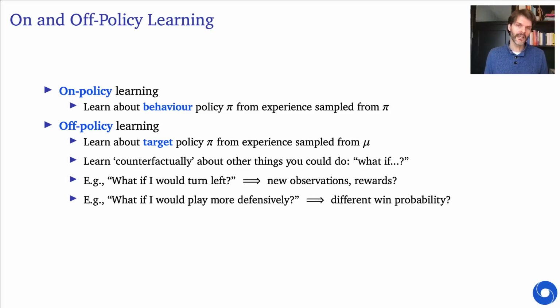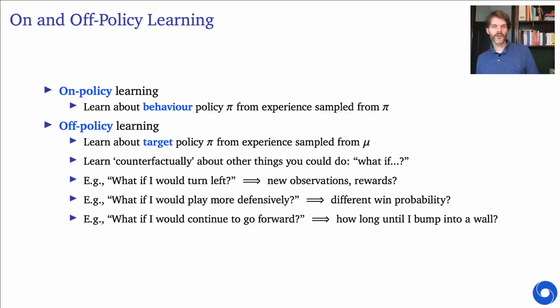Or when we're playing a game, we could ask, what if I would have played more defensively? Would this change my win probability? Or we could ask, what if I would continue to go forward? Let's say you're a robot and you make predictions about how many steps until you bump into a wall. That could be a value function where the reward could just be the number of steps, and the episode termination could be when you bump into the wall. That's a valid predictive question. But if we don't follow that behavior all the time, then we might still want to make this prediction. I haven't told you here how to make those predictions, how to use your data to learn these things, but I just want you to think about these as valid predictive questions that could be helpful for an agent in the world, and maybe you even want to ask multiple of these questions. These are off-policy questions because they refer to what-if behavior that I'm maybe not doing all the time.